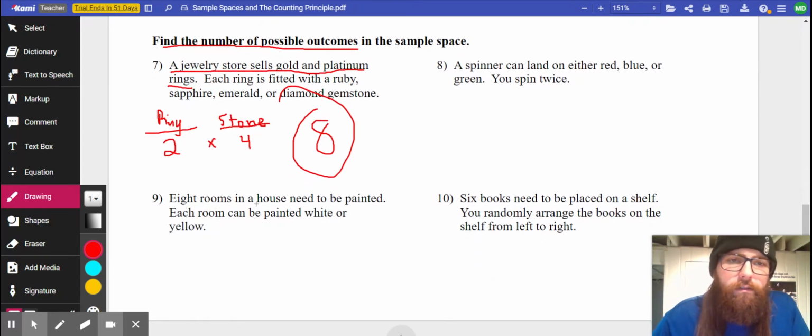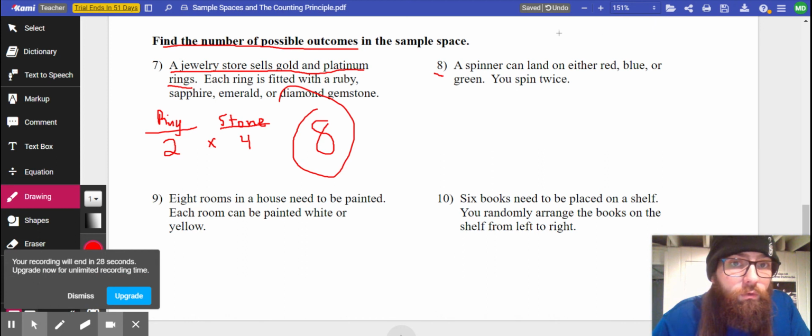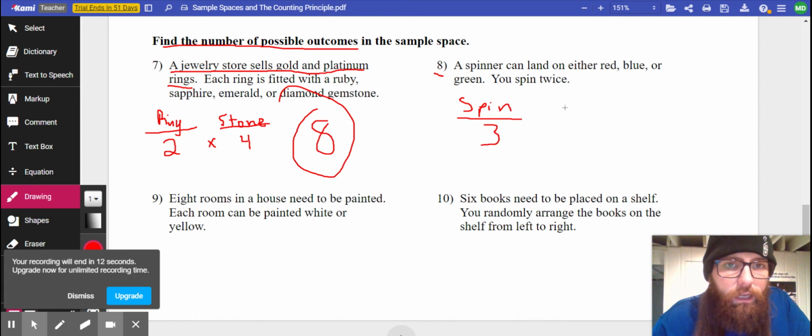I'm not confident that this makes sense, so I'm actually going to go to number 8 and just get you started. You spin a spinner twice in number 8, and each time you spin, you have 1, 2, 3 colors it could land on. So it could land on red, blue, or green. So I guess my categories here would be my first spin, which would be 3 options, and then my second spin, which would be 3 options. Multiply them, and you get 9.